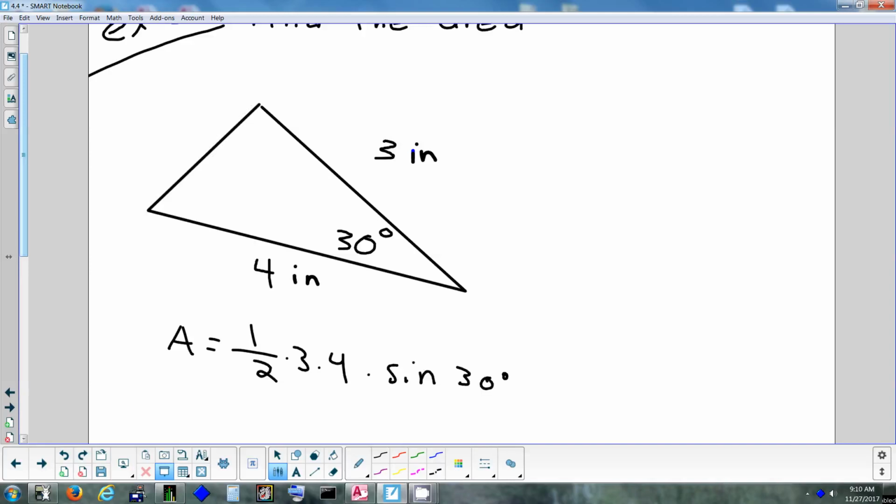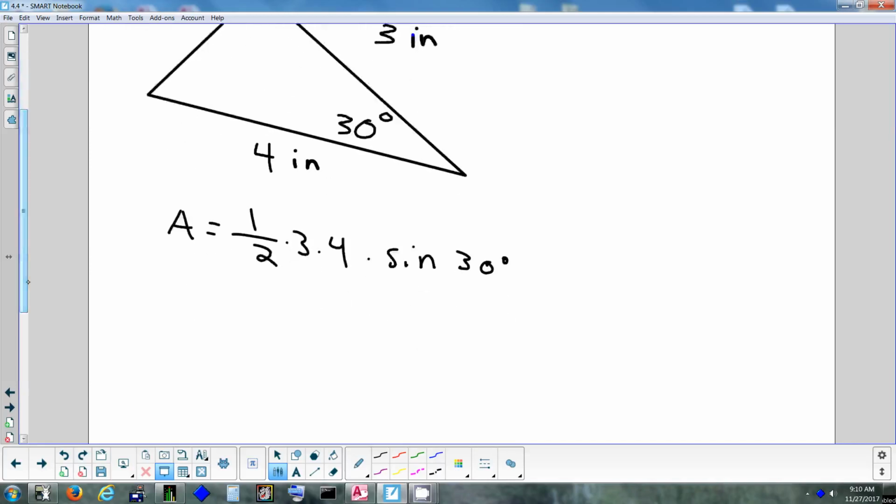Now, given the last problem, we already know the sine of 30, so we should be able to do this in our head. Okay. 3 times 4, Cameron, what does that give me? 12. And then half of that? 6. And then half of that again? 3. So that's the area of the triangle, 3 square inches. Any questions on that?